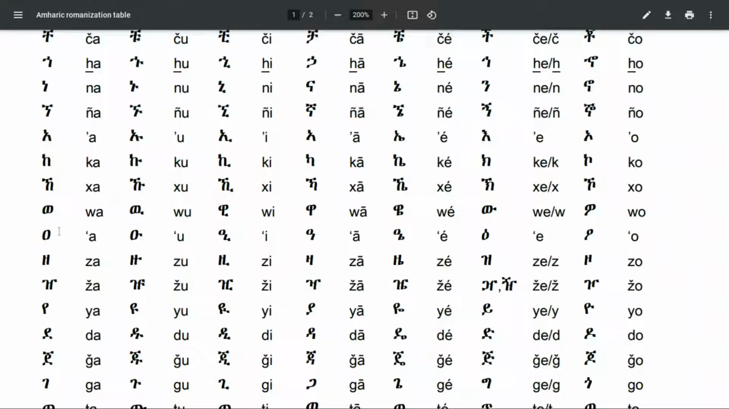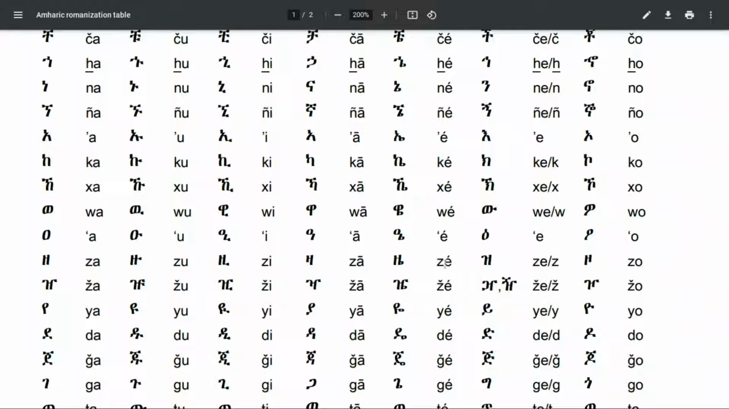But the Tigrayan and the Arab people use this A when they want to say Ain. We can say Ain, but they say ayn, not ayn. We say ayn. They say ayn.